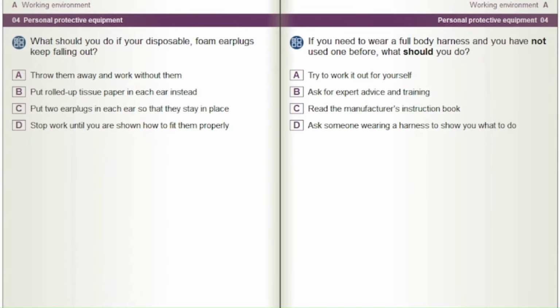If you need to wear a full body harness and have not used one before, what should you do? Try to work it out for yourself. Ask for expert advice and training. Read the manufacturer's instruction book. Ask someone wearing a harness to show you what to do.